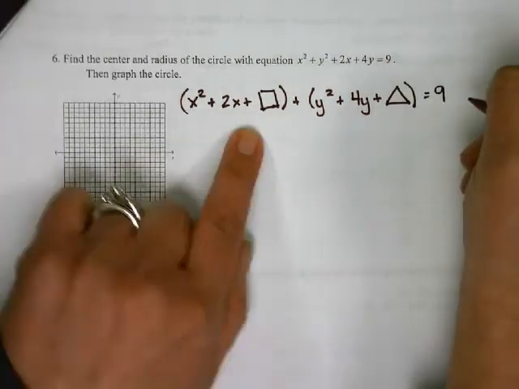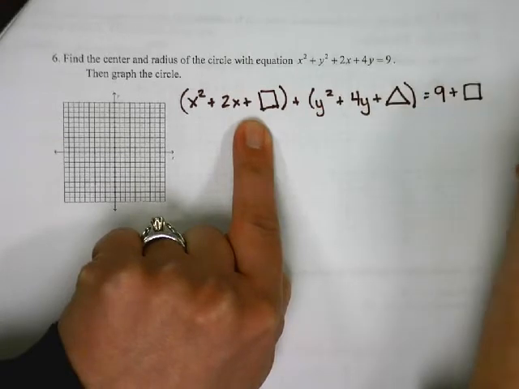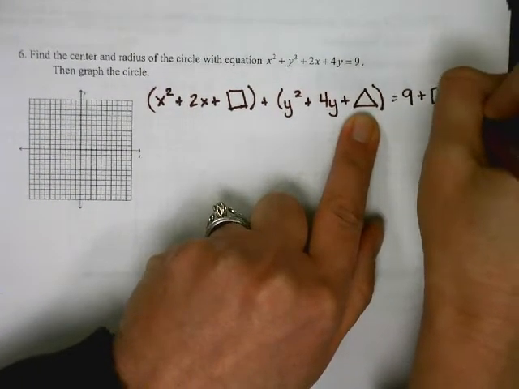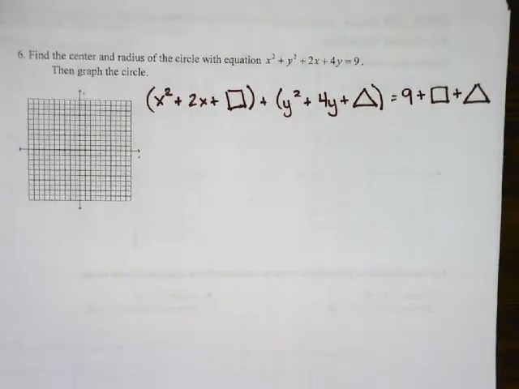Now, I added a box to the left-hand side. I have to add a box to the right-hand side. I added a triangle to the left-hand side. I have to add a triangle to the right-hand side. Remember, you have to preserve that equality, just like you were doing since you started doing math in school a very long time ago.